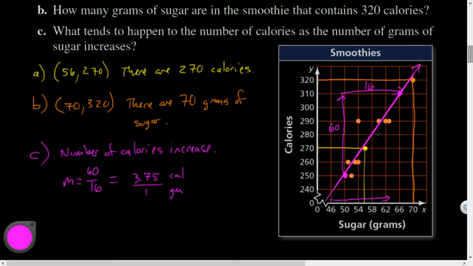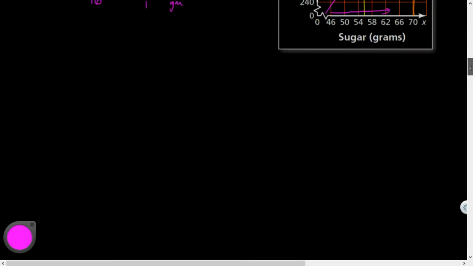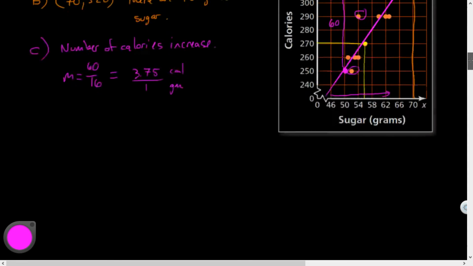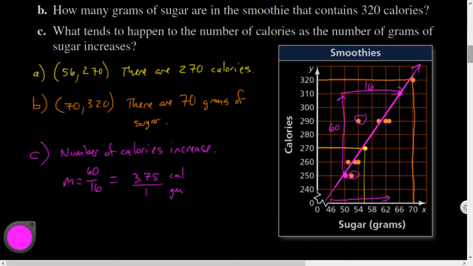All right, so now I have a rough prediction. Now there are some that it's absolutely not true for. My line actually I don't think hit any of their points, but that's okay. It's an overall trend prediction of the data. So the more sugar, the more calories it tends to have.